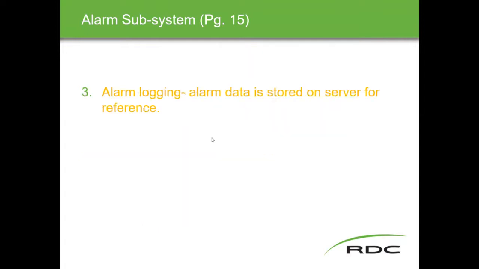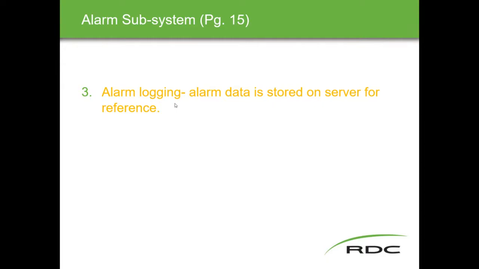And the third thing that the alarm subsystem does here is alarm logging. So alarm logging simply means that we store the data on a server for reference, whether it's in the alarm database or in a historian database. Really, you'd have the same information in both of them, but this is useful for doing analysis of situations. So there's things called FIFO analysis, so first in, first out type analysis.